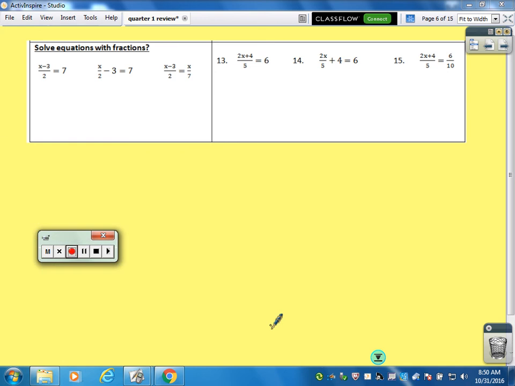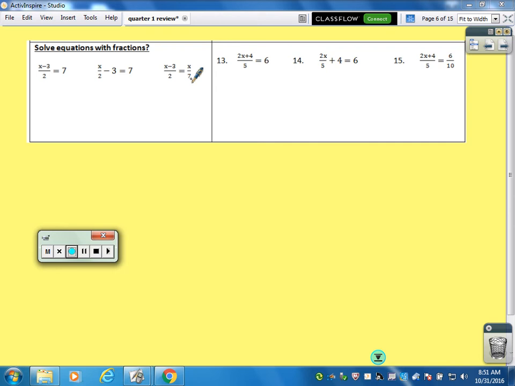Alright, there are three main types of equations with fractions. We've got ones like this with that big fraction bar over two things, and that is multiply first. We've got the little fraction bar just under your x, and that's multiply last. And then you've got a fraction equals a fraction, and that's a proportion, so we cross multiply that.